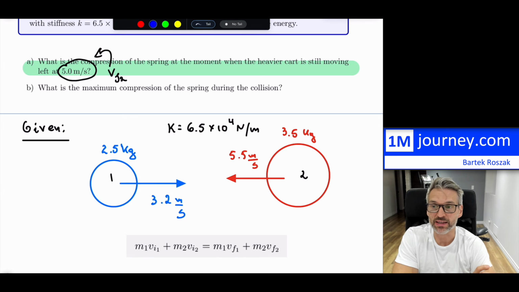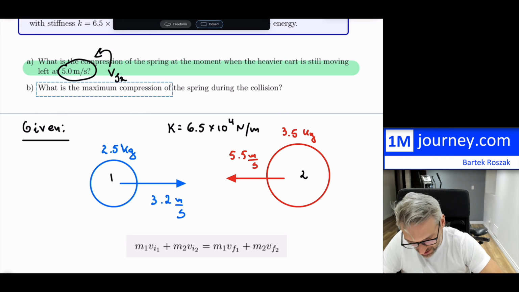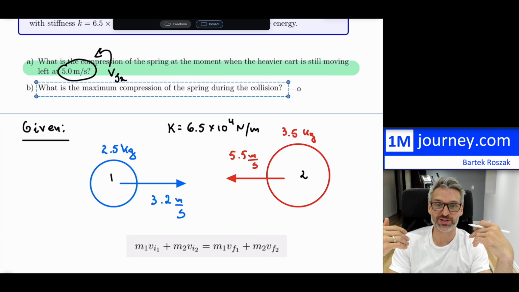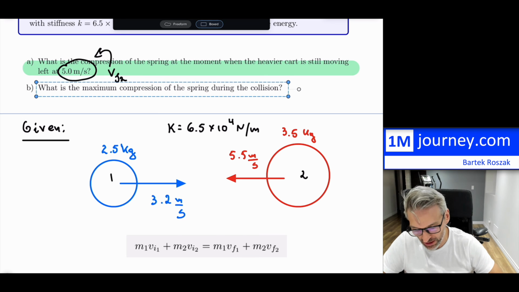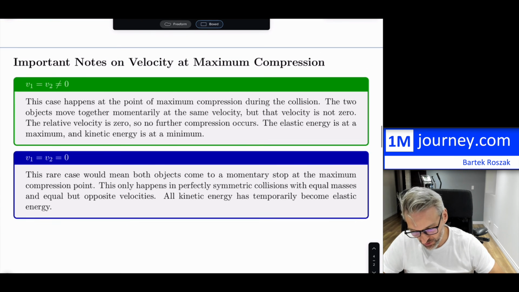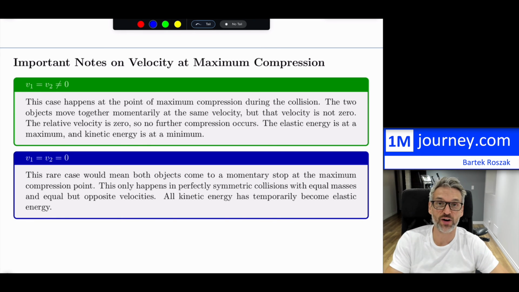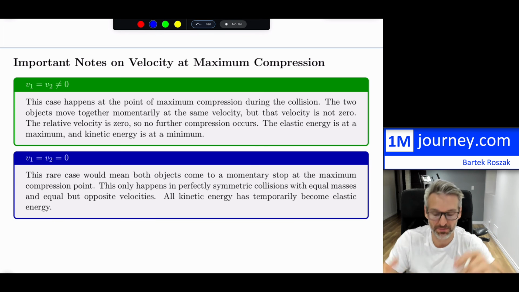Now for part B, it says, what is the maximum compression of the spring during the collision? If I want to solve this, I am not given what the speed is, so now I will have to find out. But during the maximum, what do we know? From the two little notes right here, we know that the final speed during that maximum is the same for both objects. So they travel at the same speed.